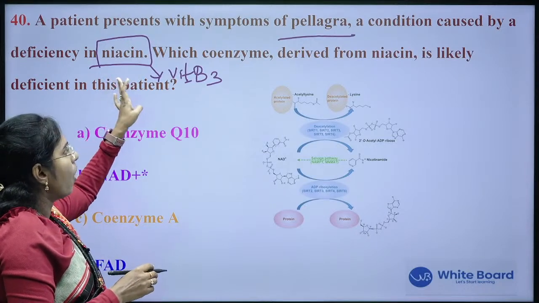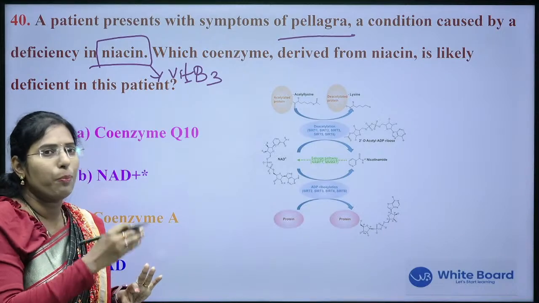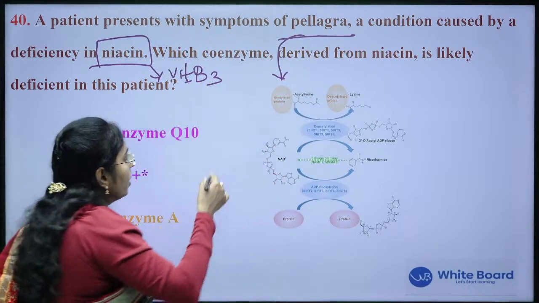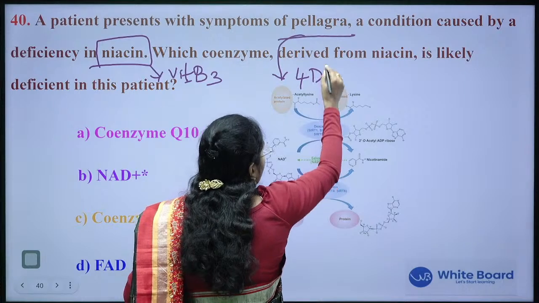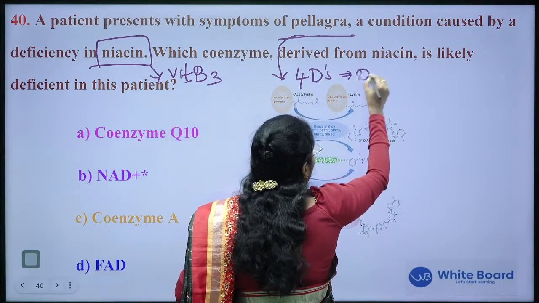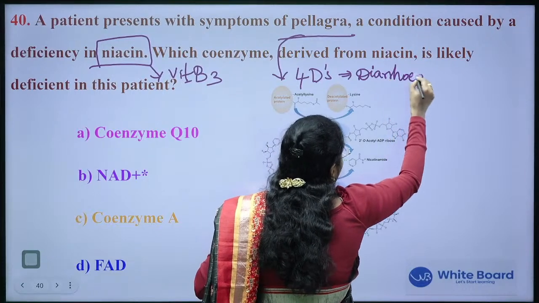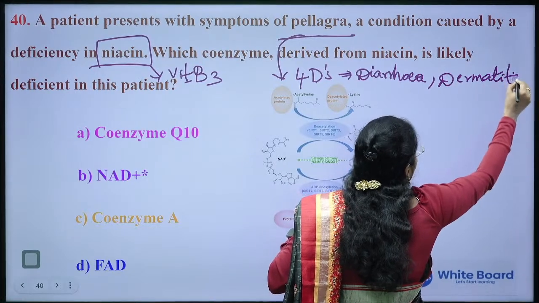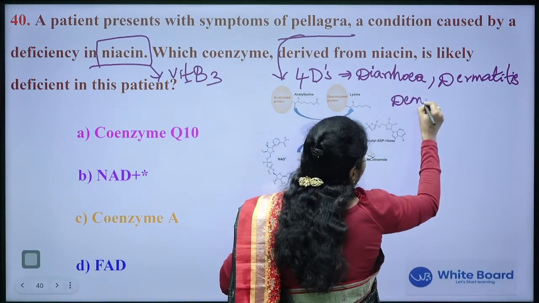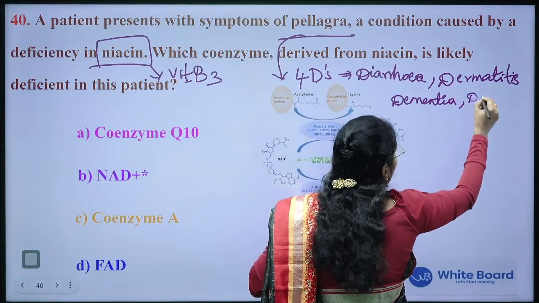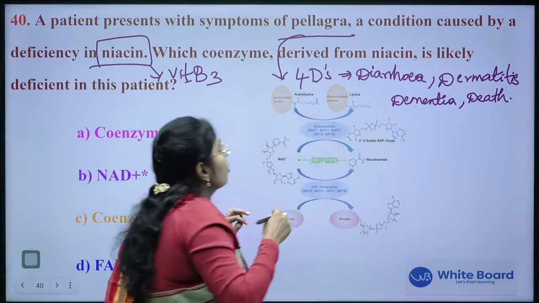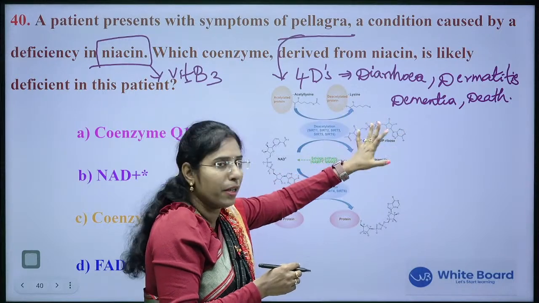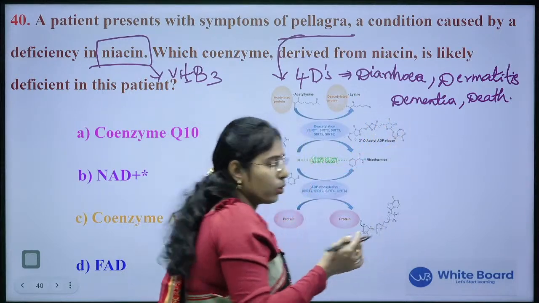Deficiency of niacin causes pellagra. This is very important. Pellagra includes 4 Ds, nothing but diarrhea, dermatitis, dementia, and finally it leads to death of a person. So deficiency of niacin causes 4 Ds: diarrhea, dermatitis, dementia, and it leads to death of a person.